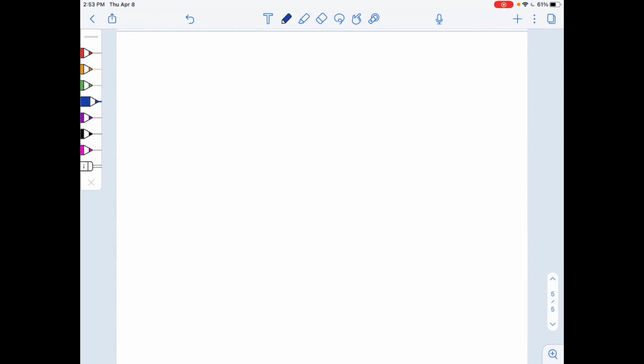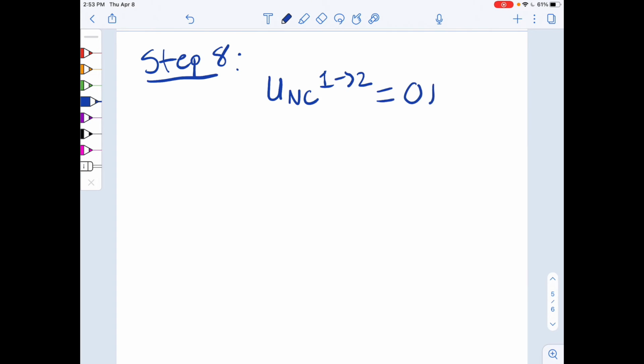All right, so now we're going to move on to step 8, which is work done by non-conservative forces. And in this problem, there's no non-conservative forces such as friction. So our UNC from 1 to 2 is going to be equal to 0 joules.